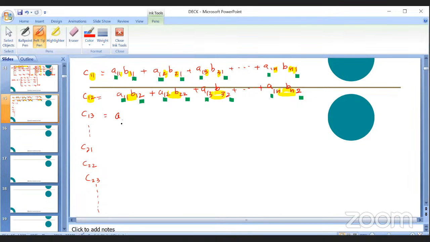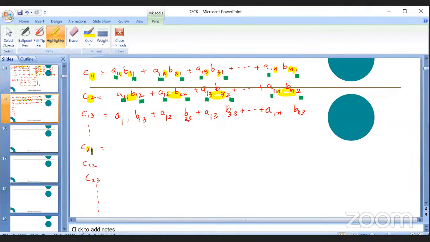For 1, 3, A1, B3. In the middle, 1, 1. Here, A1, B3. In the middle, 2, 2. Next, A1, B3, in the middle 3, 3. So on, A1, B3, in the middle N, N. Like that. Now I know second row, first column.